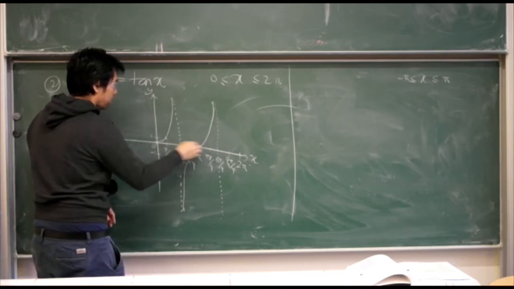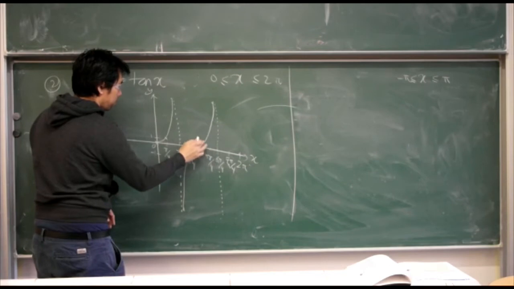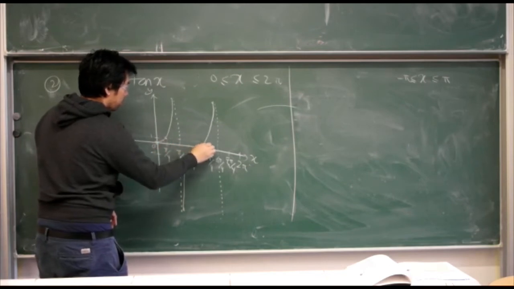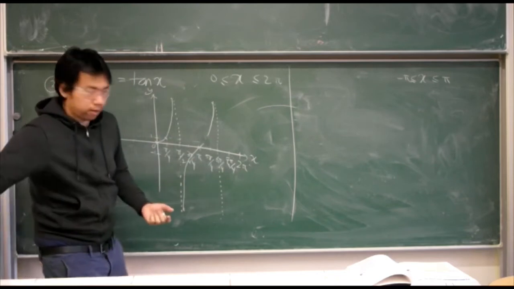Sorry, I missed out the 1 here. This should be a 1, at 5 pi over 4. Should be a 1 over there, guys. So sorry, the curve should be more like this. Let me draw it up.